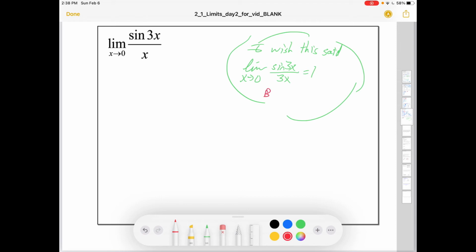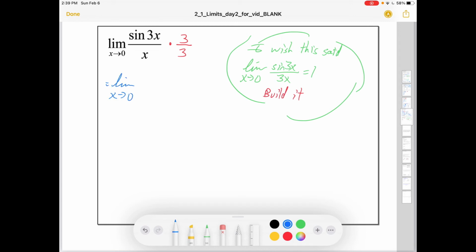And here's the thing. You can build it. You want it to say 3x on the bottom? Bam, go for it. Times the bottom by 3. But if you times the bottom by 3, you have to times the top by 3 as well.